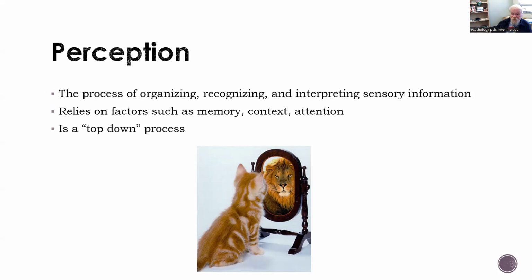And our perceptual processes depend on our memory systems, right? We need to remember past experiences in order to understand and interpret what we're seeing or hearing or tasting even, right? And so it also depends on what environment we're in, where we're making guesses about what things are that are ambiguous, okay? It also depends on attentional processes, okay?